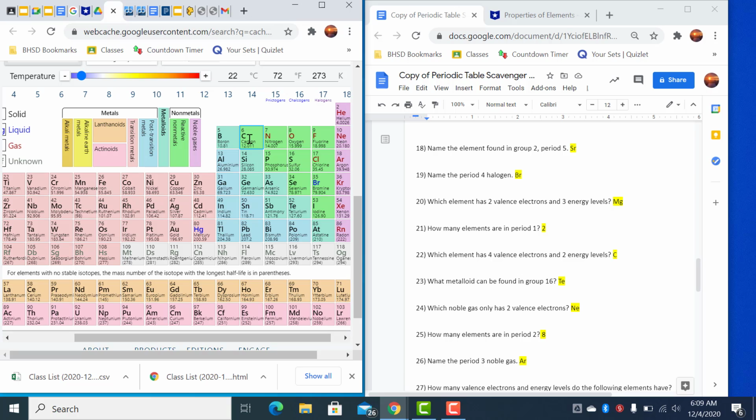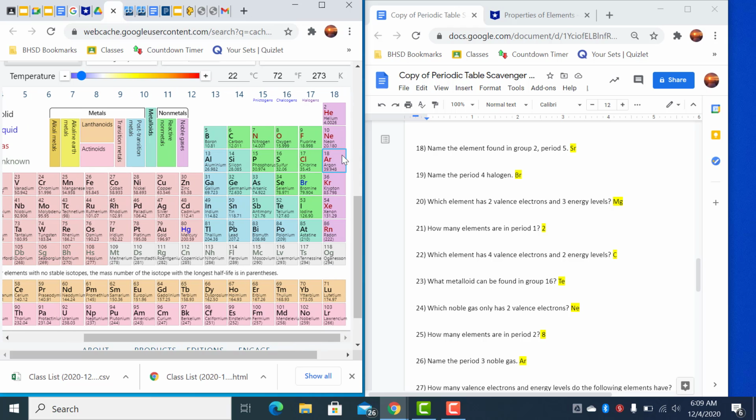Carbon. 23. What metalloid can be found in group 16? All right, group 16. What metalloid? Tellurium. Tellurium. 24. What noble gas has 2 valence electrons? Okay, well, it's nothing. Well, I should say it's nothing down here towards the bottom because these all have 8. So the noble gas that has 2 valence electrons is helium. Helium.